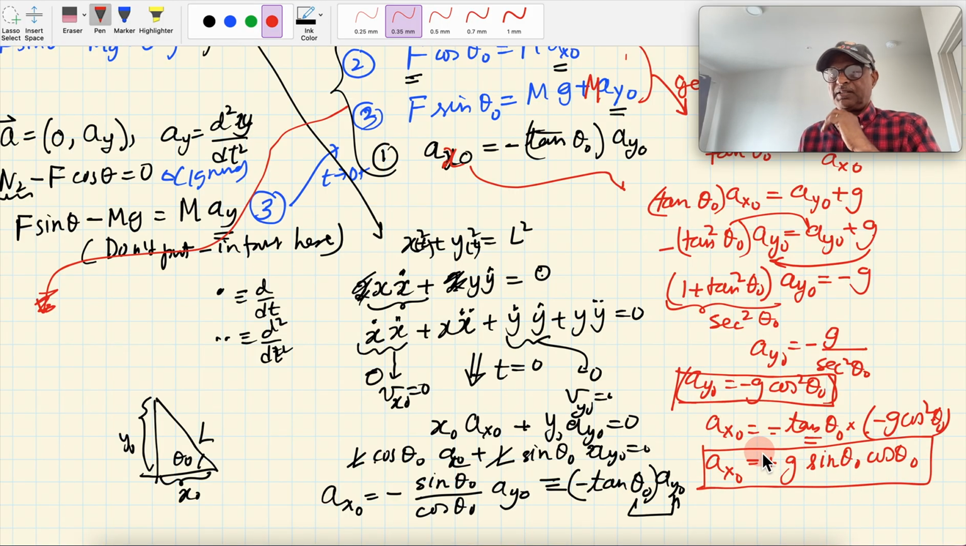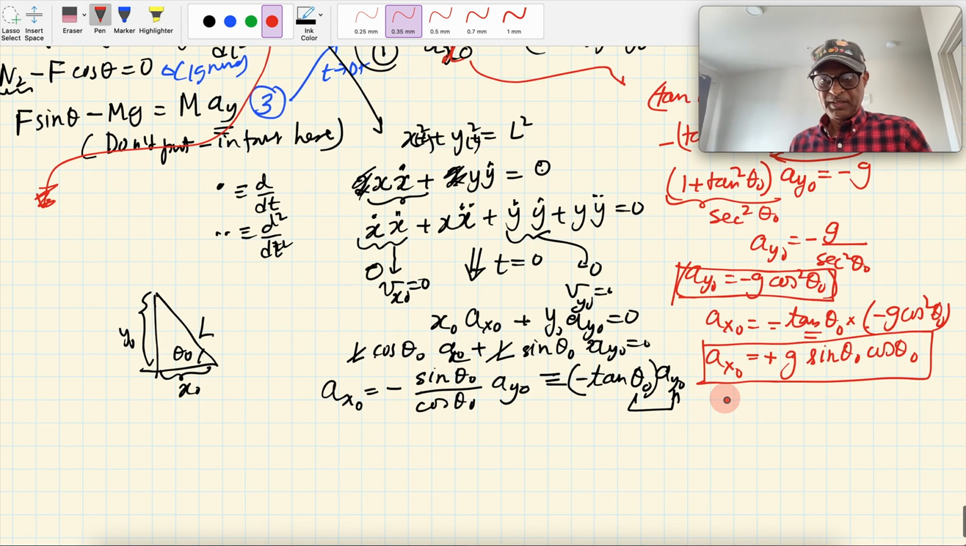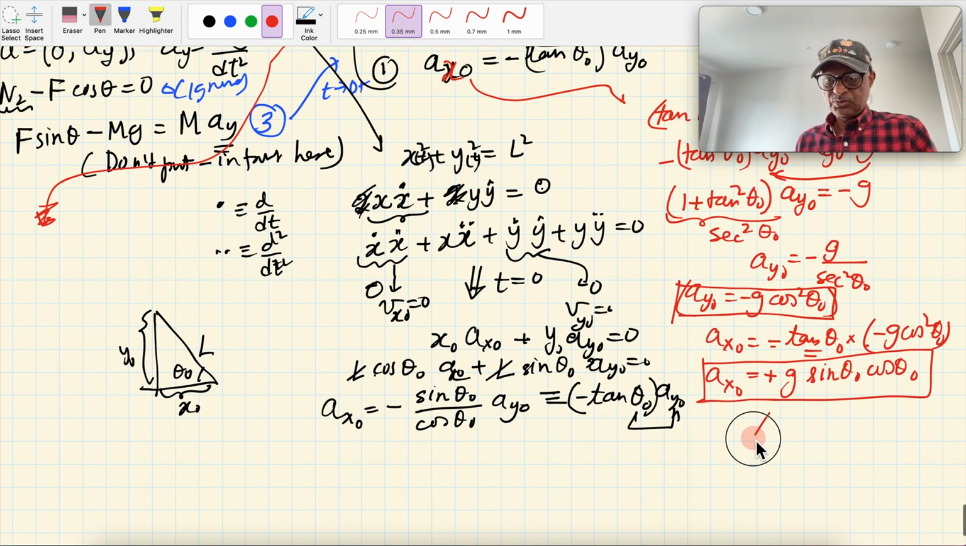So there you have it. They are not the same acceleration; they have different accelerations. And of course, if theta 0 equals 45 degrees, they will be the same, but they will be different in general. Okay, so these are the answers.